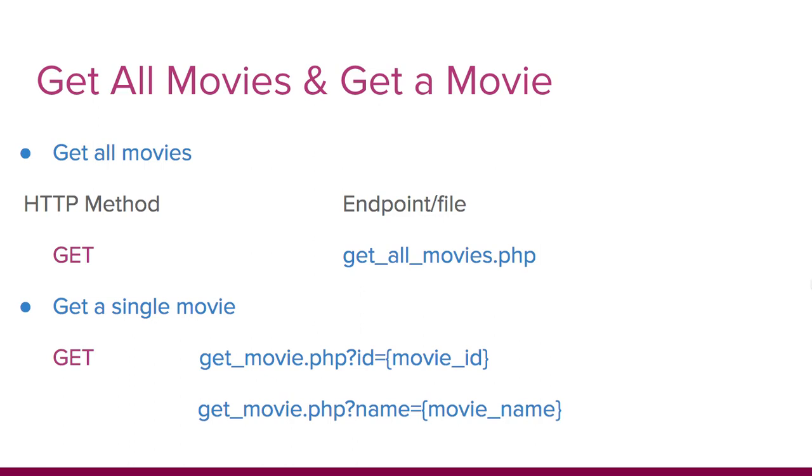And that can be accomplished by making a GET request, which is the HTTP request method that's going to be used for getting movies. And we need to have a file that's going to do that. And the file name, it's very important to give it a very meaningful name. So it can be something like getAllMovies.php for getting all of the movies.